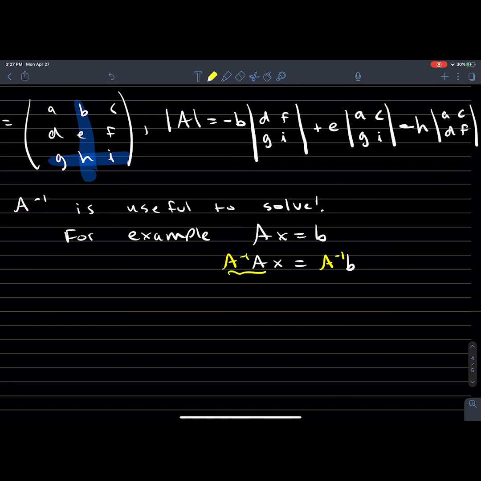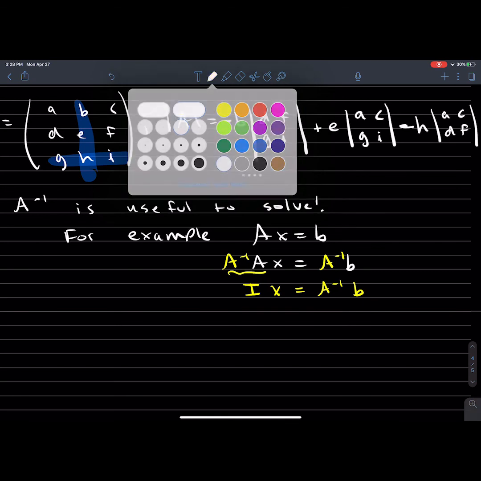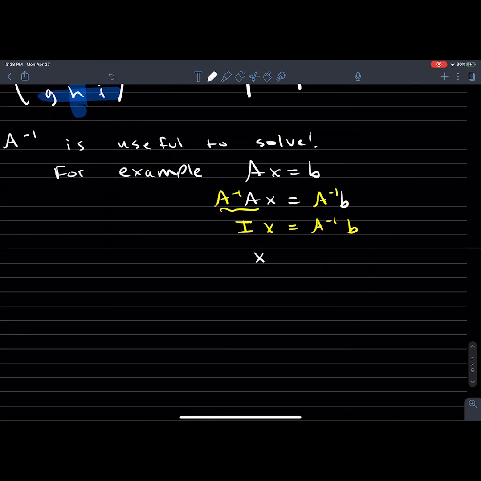And what is A inverse times A? That turns out to be the identity, times X is equal to A inverse B. And when you have the identity times any matrix, you get that matrix back. It's just a column matrix equals A inverse B. And that's how to isolate X, which is our unknowns, and how to solve for X.